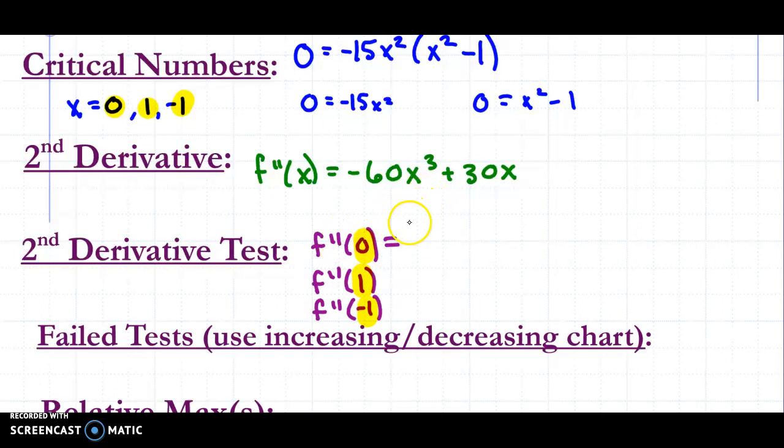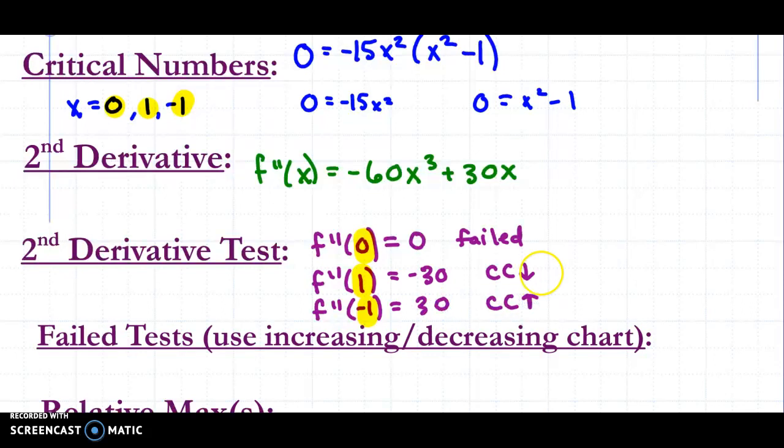Here, I would get 0, so this failed. Here, I would get negative 30. So, the fact that that's negative tells us that it's concave down. And if I plug in negative 1, I get positive 30, which would tell us that it's concave up because it's positive, right? So negative, positive.